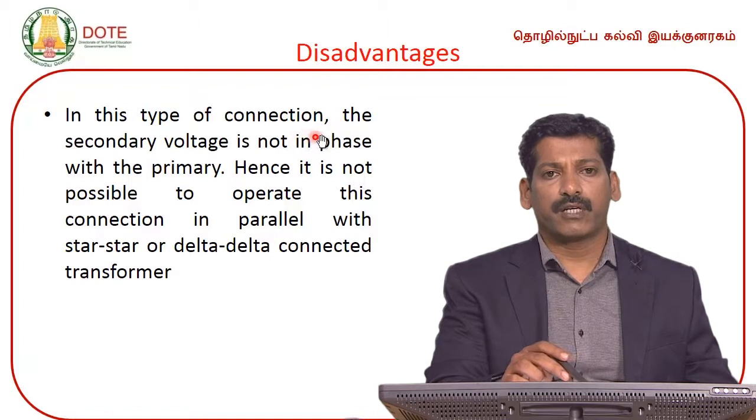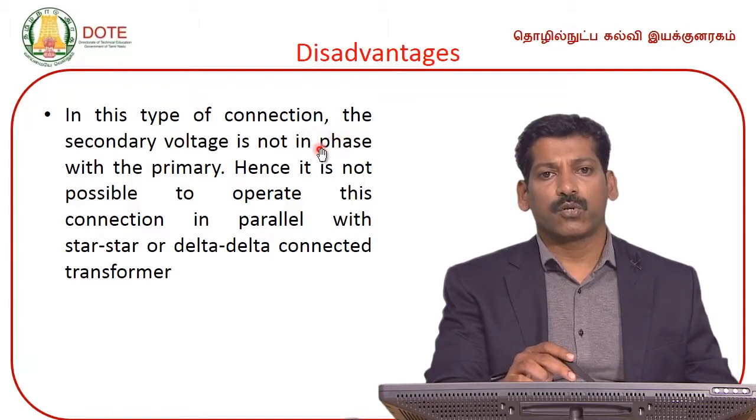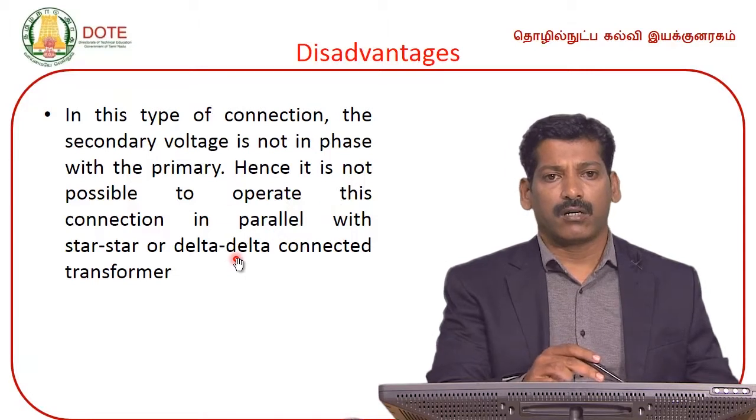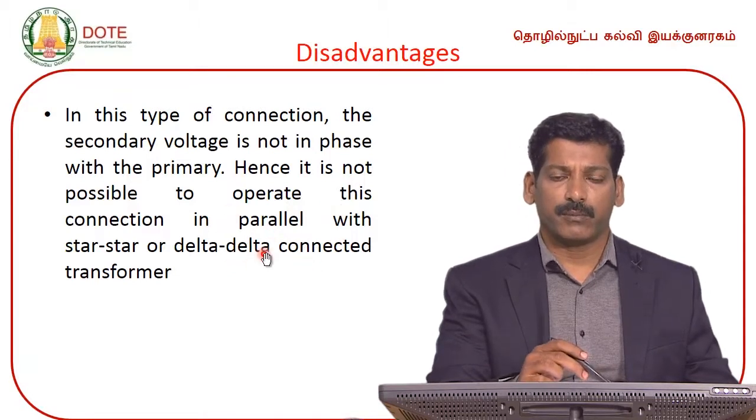And here is the disadvantage of this star delta connection. In this type of connection, the secondary voltage is not in phase with the primary, hence it is not possible to operate this connection in parallel with star star or delta delta connected transformers.